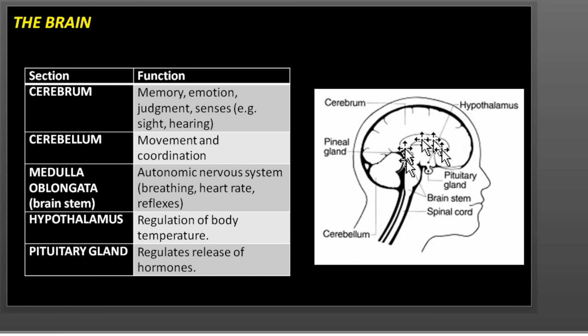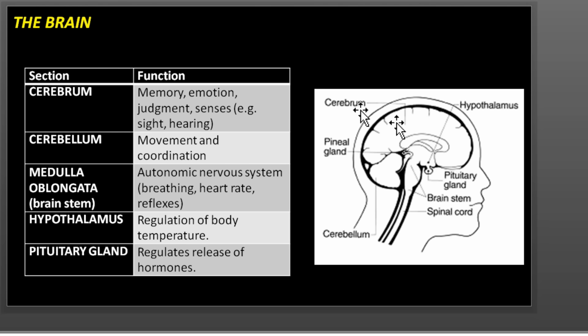Here we have the human brain. The human brain consists of the main region, which is called the cerebrum, the hindbrain, which is called the cerebellum, the brainstem or the medulla oblongata. We have the hypothalamus, which is like a regulatory center, and we have the pituitary gland, which is the master gland for the release of hormones.